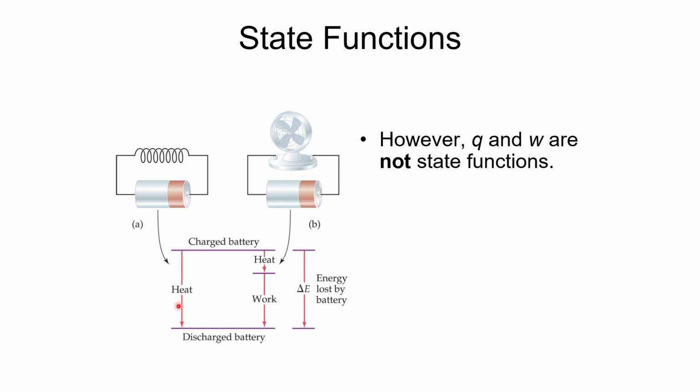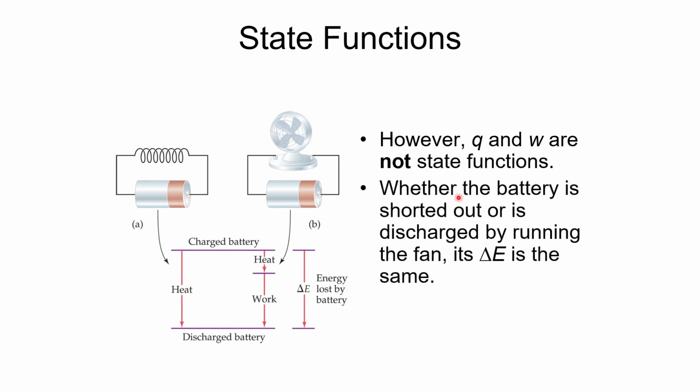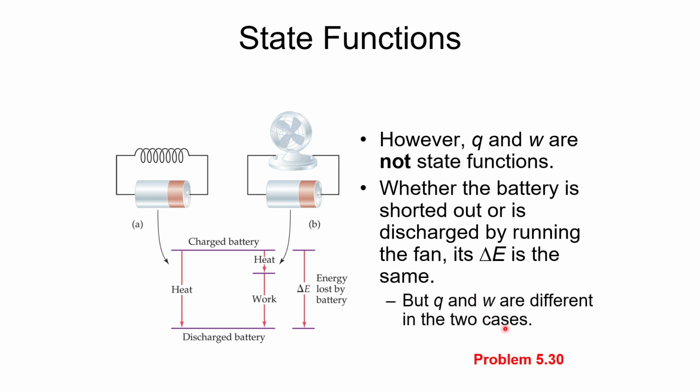So if we were to use up the battery this way and use up the battery this way, we wouldn't really be able to tell the difference between the two batteries. However, the amount of heat that is produced and the amount of work that is done would be different. And so delta E is a state function, but heat and work are not state functions. So the q and the w are different in the two cases.